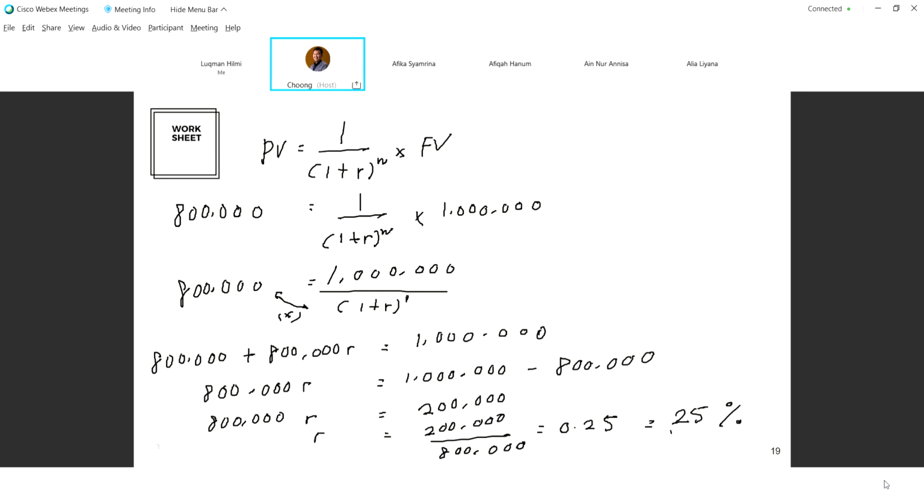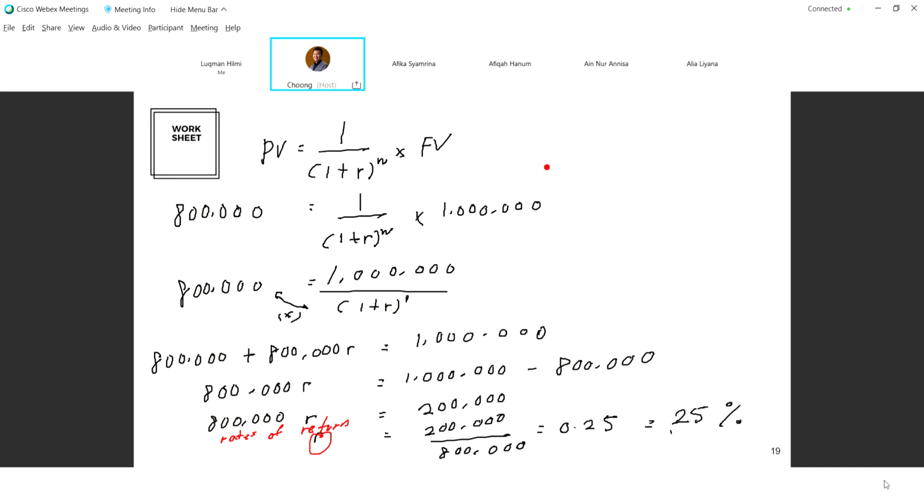So your R, your rate of return, of your this one, your R. This R is so-called rate of return, you get 25%. Okay, class? Boleh kan? Boleh, class?